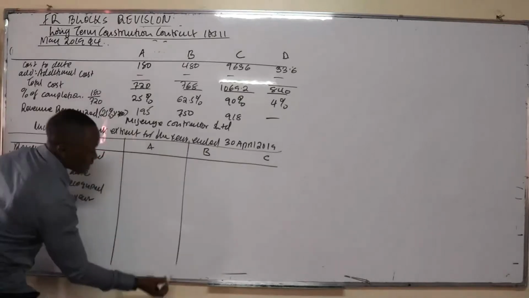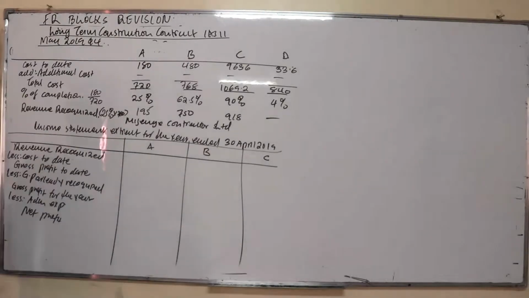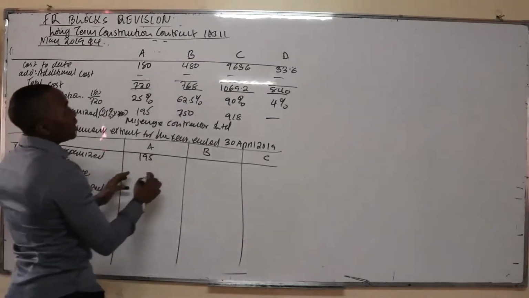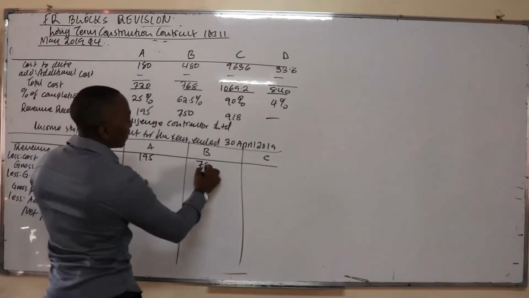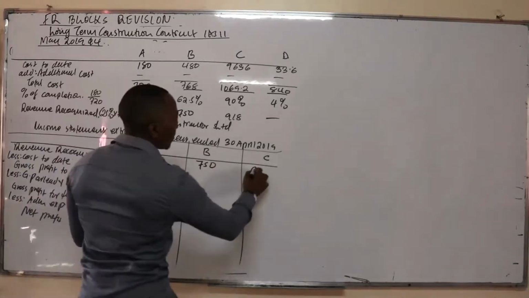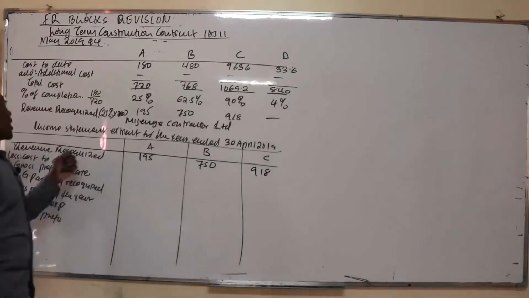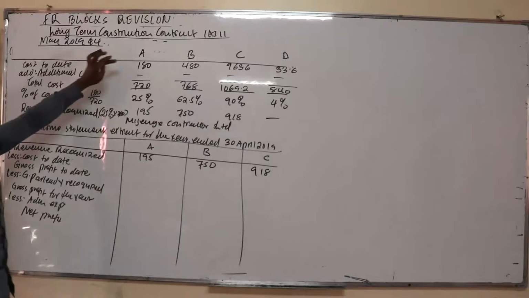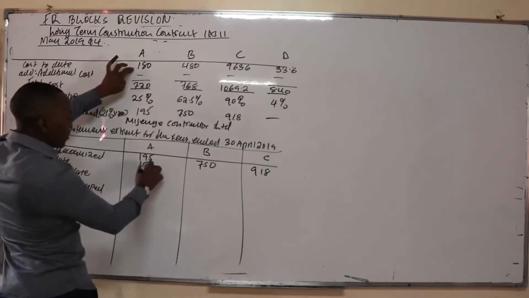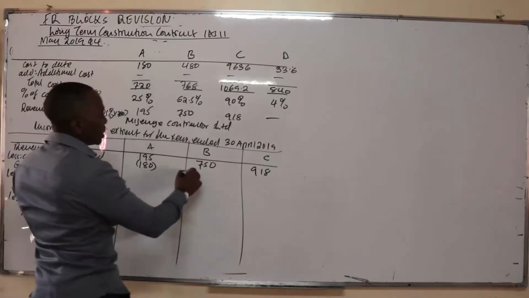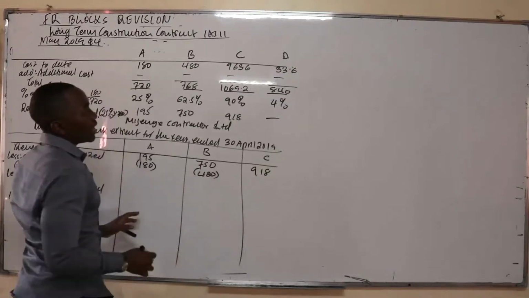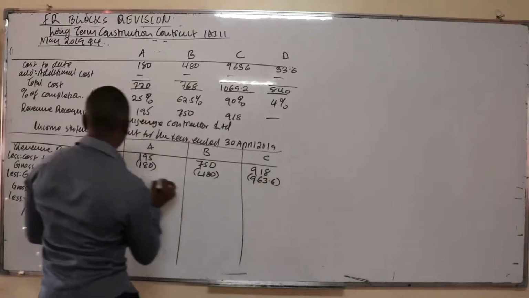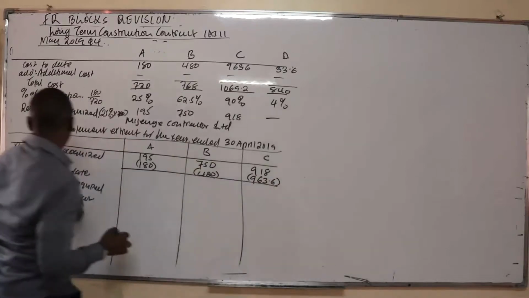So let's do that. We already have the revenue recognized. Revenue recognized for A was 195. For B was 750. And here we have 918. Then you raise the cost to date. The cost already incurred to date for A is 180. For B is 480. And for C, it's 963.6. And that's how you get gross profit to date.